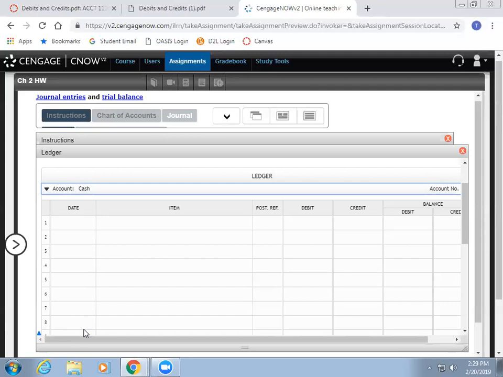So every time that I debit cash, my balance goes up. And every time I credit cash, my balance goes down. Just like your checking account. Every time you spend money, your balance decreases. Every time you receive money, your balance increases. So that's what you want to show in this ledger is how the transactions are affecting each specific account.